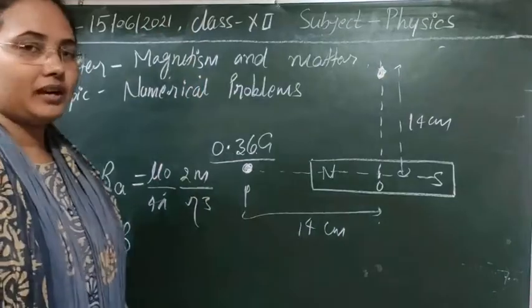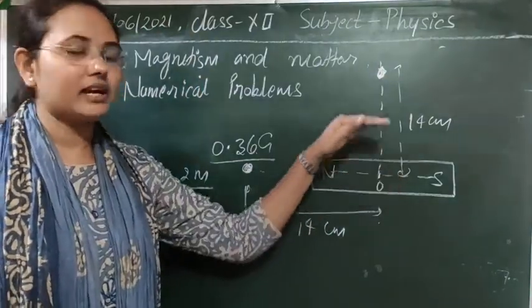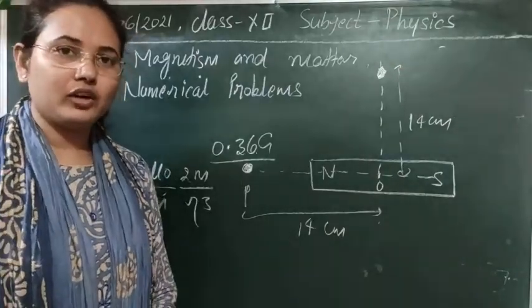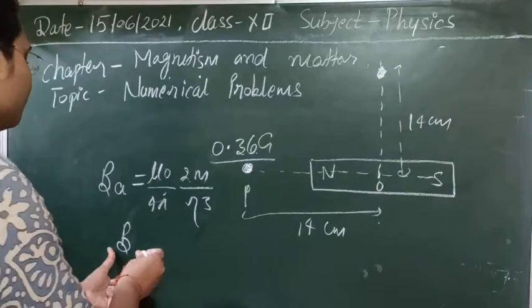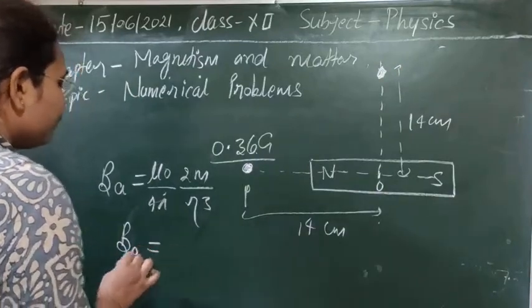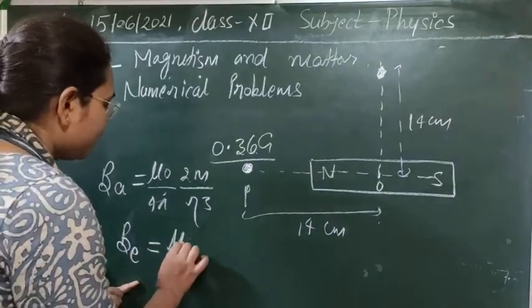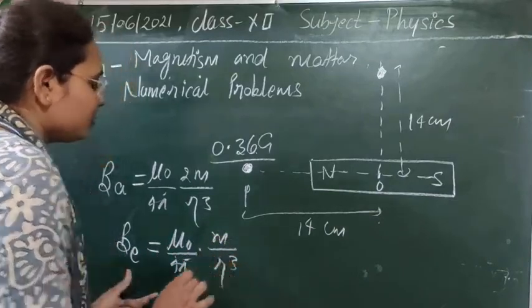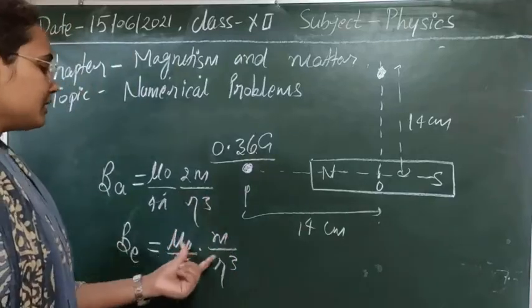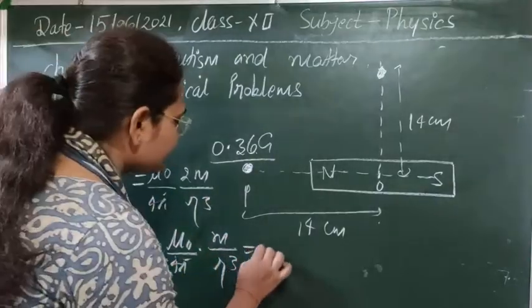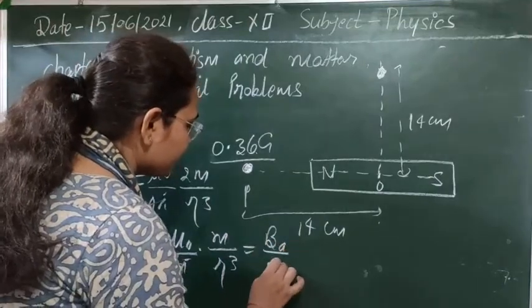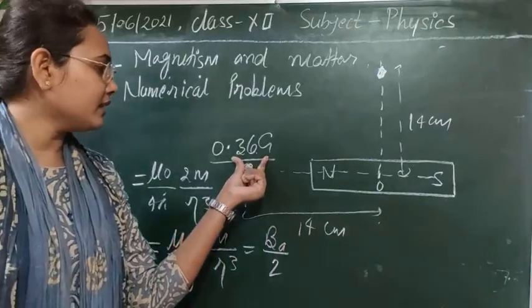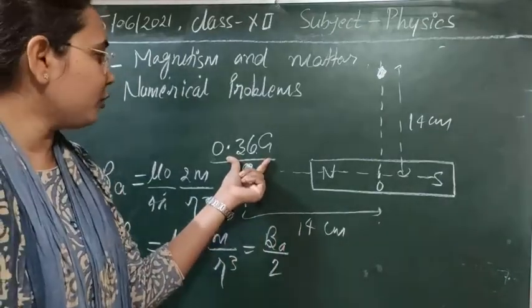Total value means we are talking about Earth's magnetic field as well as the bar magnet's field. So if you add both magnetic fields, then you can easily find the value. Here, the equatorial field by formula, as we have discussed already before, is mu 0 upon 4 pi, m upon r cube. So this one is just half of the axial one. Just half of the axial one. And at the axial point, the value of the magnetic field is already given, that is 0.36.